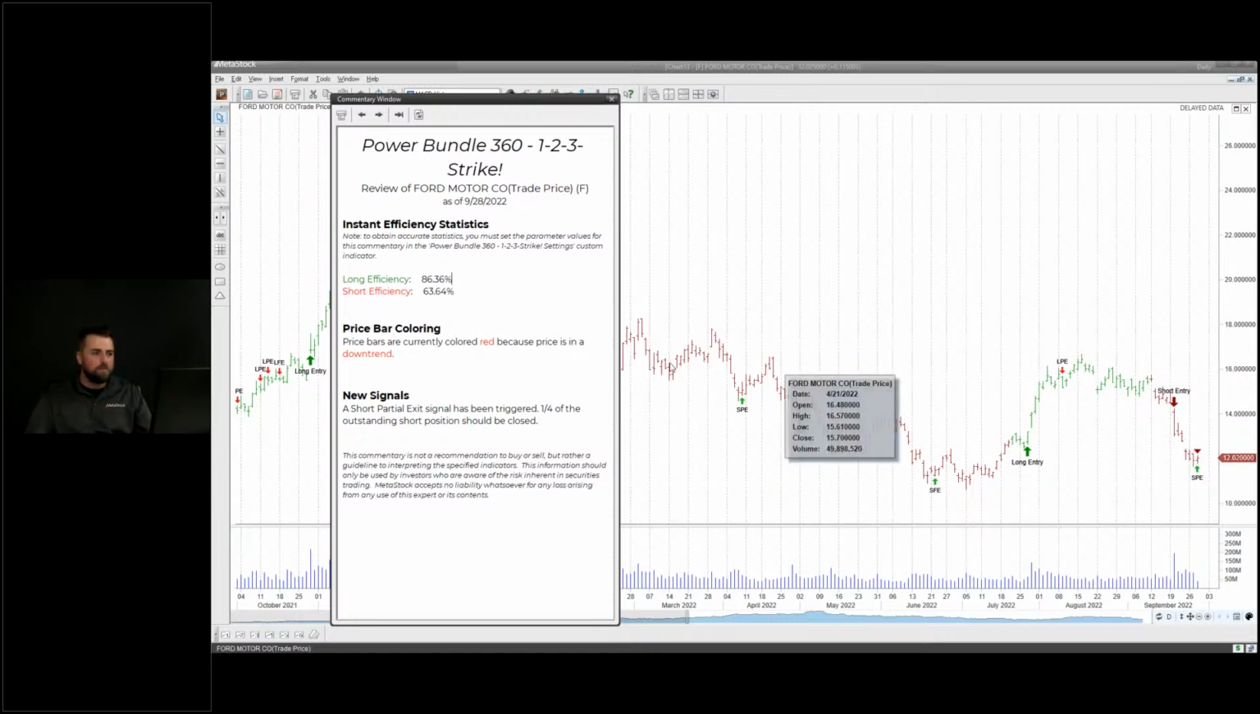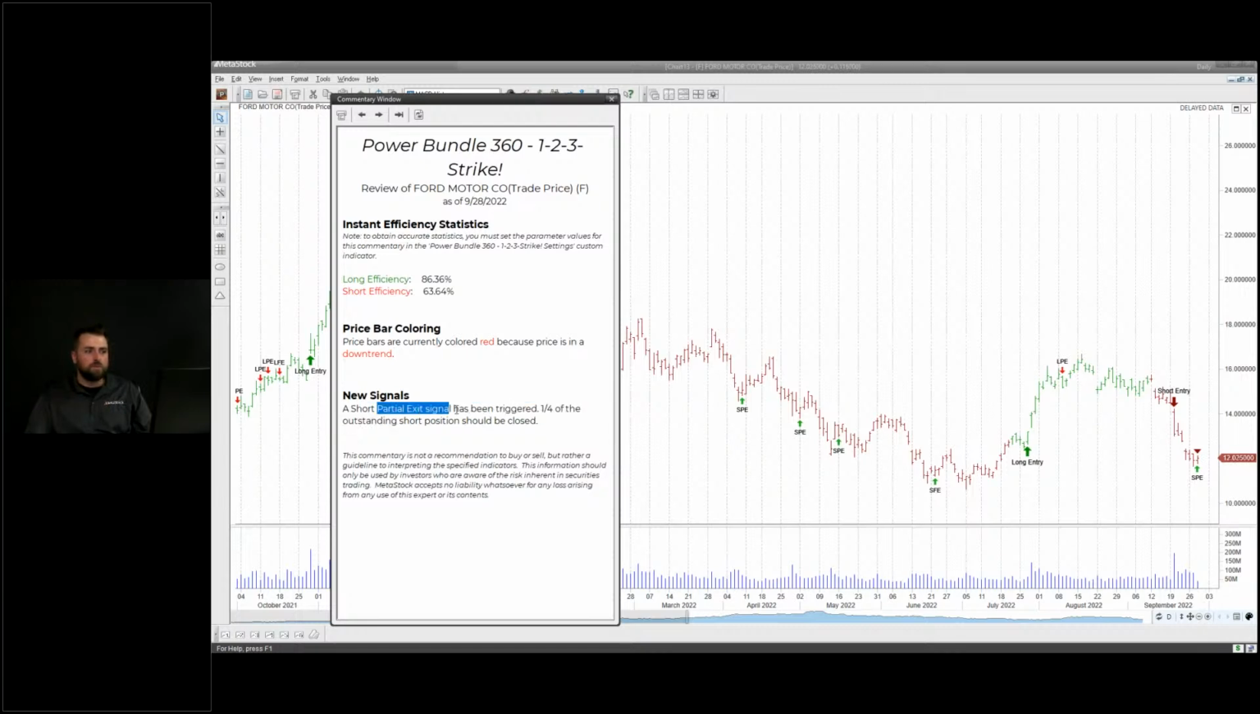And you can see from the commentary right here that it does say that price bars are currently colored red because price is in a downtrend. And also you can see that currently it is in a short signal, but right here we have a short partial exit that was triggered, which it states right here.